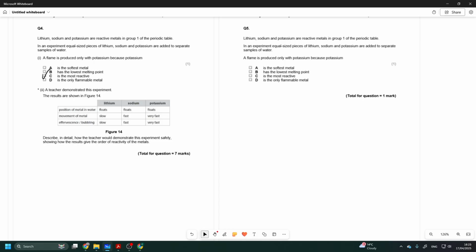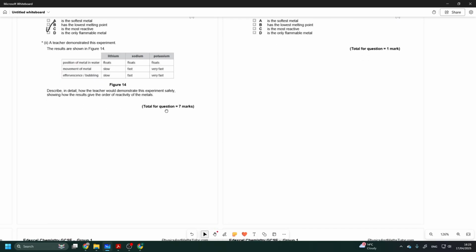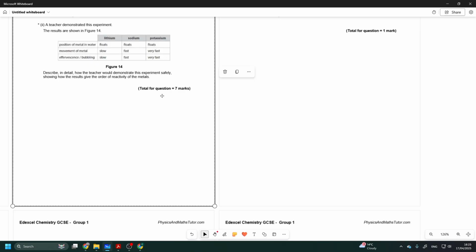Okay, it's so reactive it causes the gas to burn. That's why you see a flame. Teacher demonstrated this experiment. Describe in detail how the teacher would demonstrate this experiment safely, showing the results in the order of reactivity of the metals.